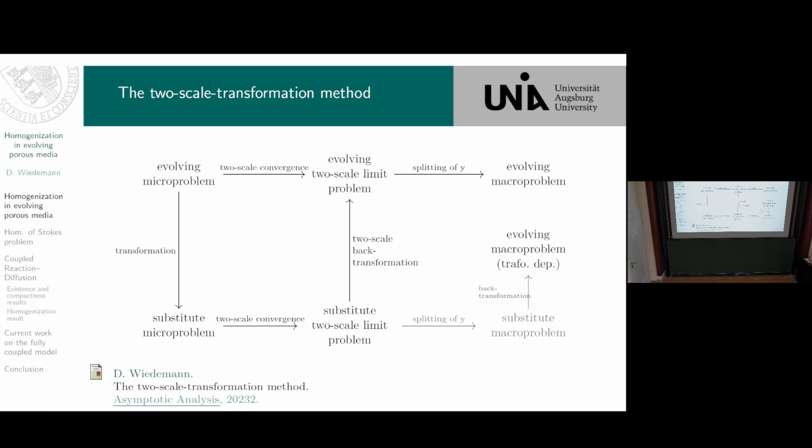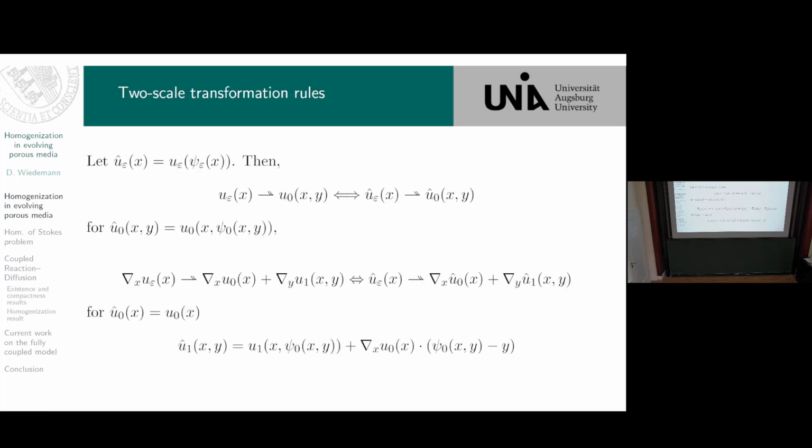And the critical point here are these transformation rules. For the sequence u epsilon, after transforming this u epsilon, we get that the two-scale convergence is equivalent to the two-scale convergence of the transformed quantities, where psi 0 is the two-scale limit of psi epsilon.